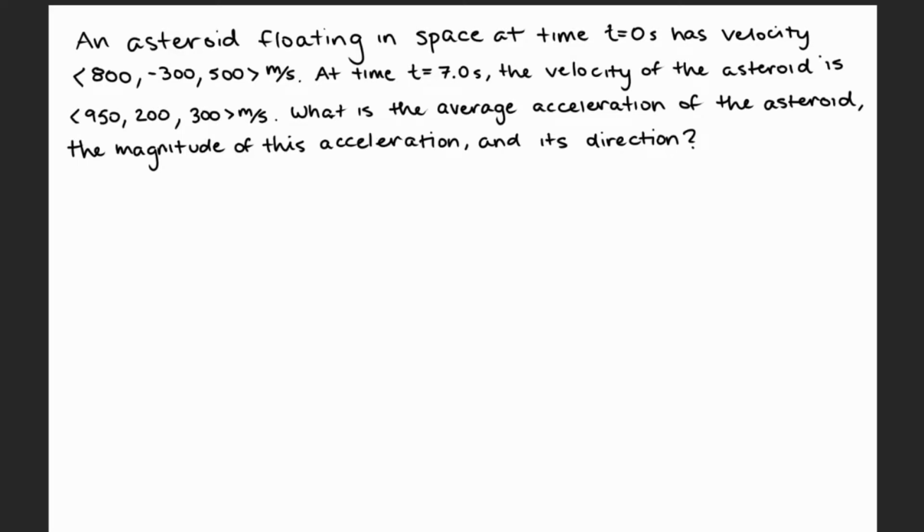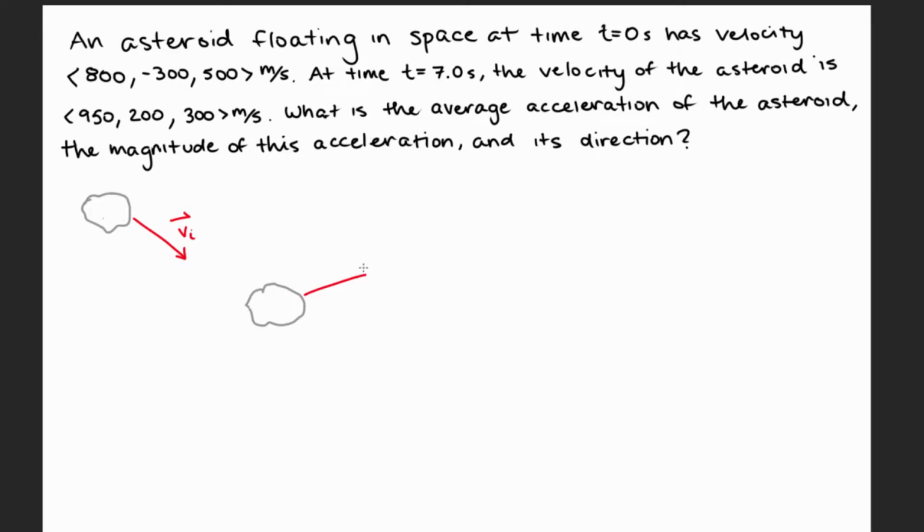An asteroid is floating in space at time t equals 0 and has a velocity of 800 meters per second in the x, negative 300 meters per second in the y, and 500 meters per second in the z. At time t equals 7, the velocity of the asteroid is 950 meters per second in the x, 200 meters per second in the y, and 300 meters per second in the z.